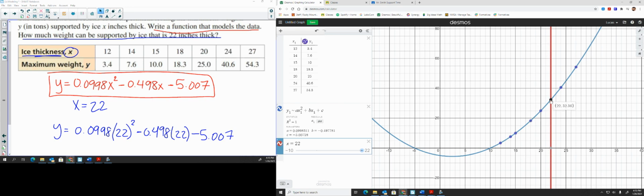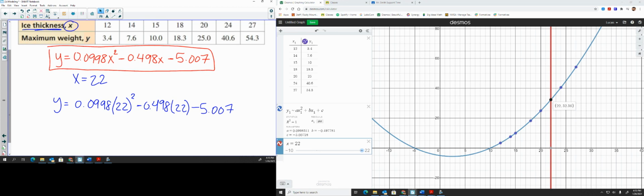So I'm going to take that y value, which is 32.36. If I had done all this calculator work, put that all in my calculator and crunched all those numbers, I would have ended up getting 32.36. Right there, 32.36.